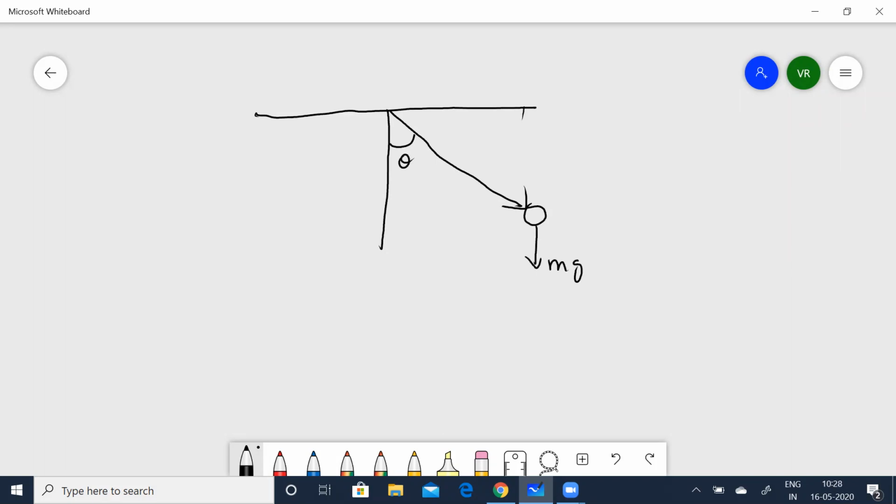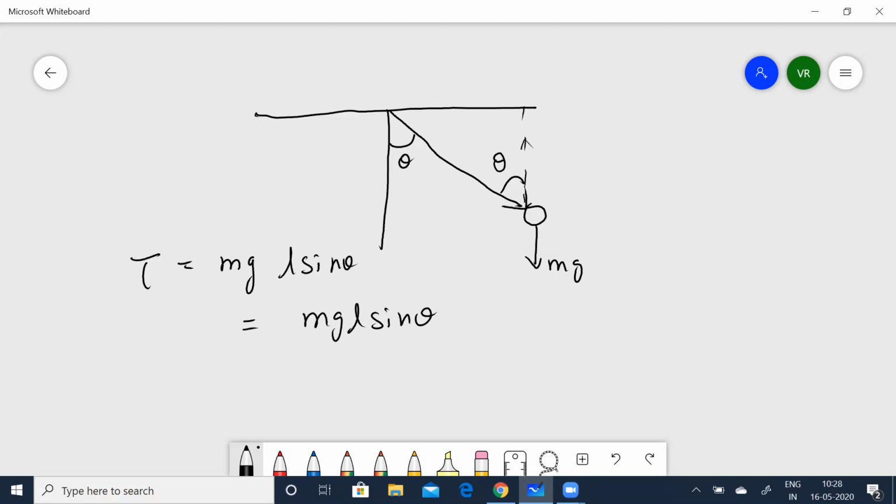So when I complete this triangle, obviously this is now going to be theta because they are alternate interior angles. Now, you know, torque is equal to force into perpendicular distance of the force from the axis of rotation. So you can say torque tau is equal to force, which is mg, and the perpendicular distance is this. That is nothing but L sine theta. So which is nothing but mgL sine theta.